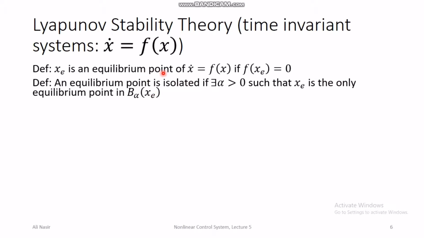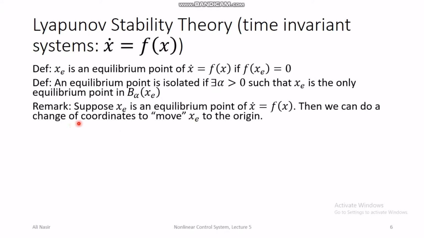An equilibrium point can be isolated or not isolated. In linear systems there cannot be an isolated equilibrium point, but nonlinear systems can have an isolated equilibrium point. The definition of an isolated equilibrium point is that if there exists alpha greater than 0 such that xe is the only equilibrium point in the ball of radius alpha around xe, then xe is an isolated equilibrium point.